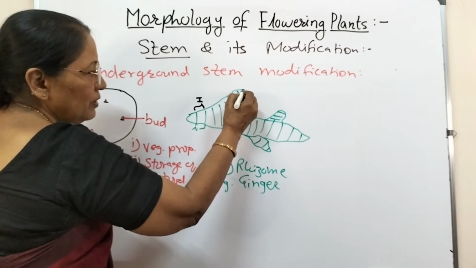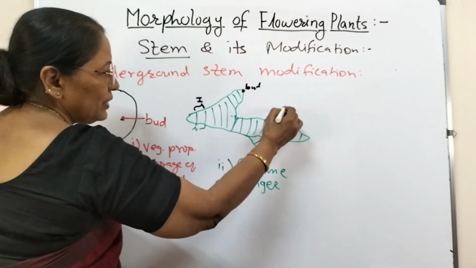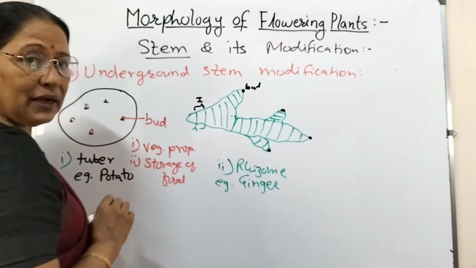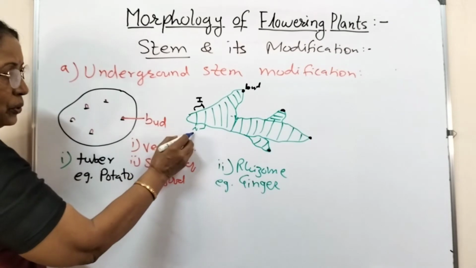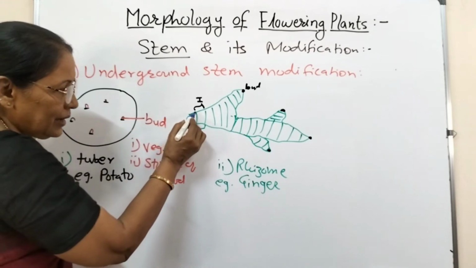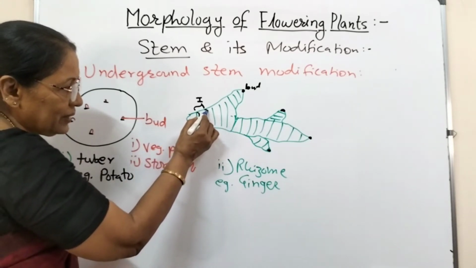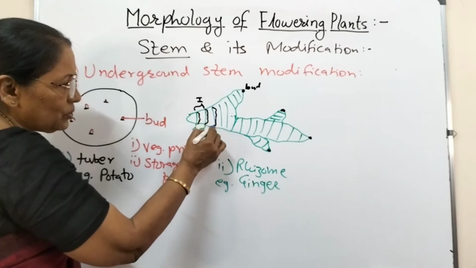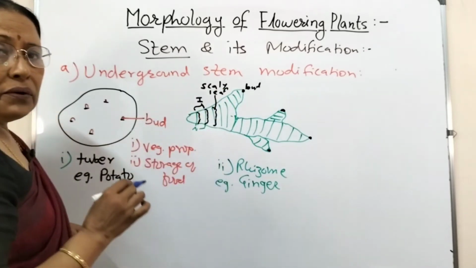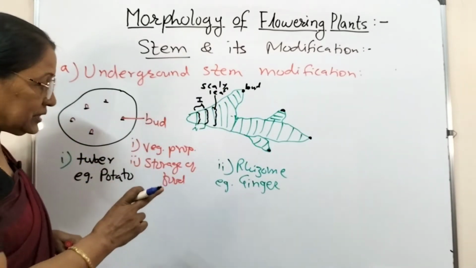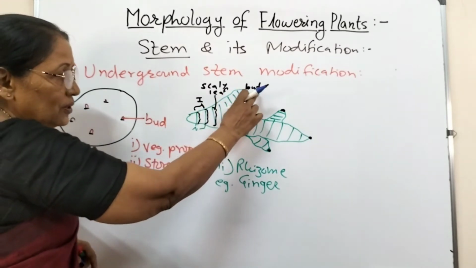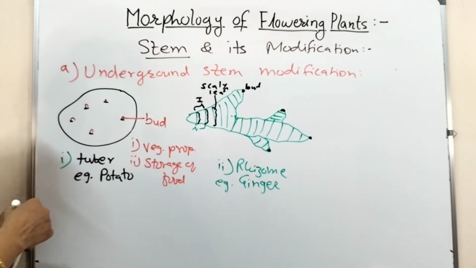At the tip, here you will find a bud. Here it is one bud, here also, here also, from which a new plant will be formed. So this is the bud, node, internode, and at each node, if you look carefully, here you will find scaly leaf. So this is the scaly leaf. What is the function? Its function is also the same, that is storage of food and vegetative propagation. Because of these buds, it can grow into a new plant.